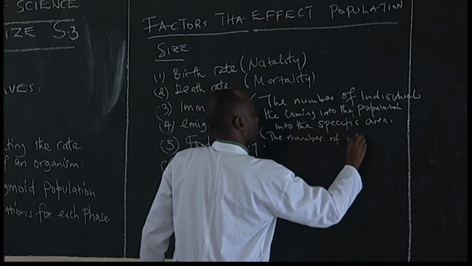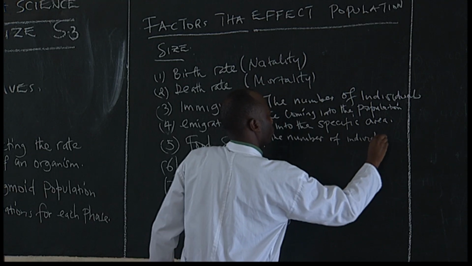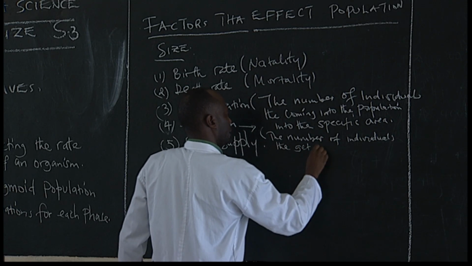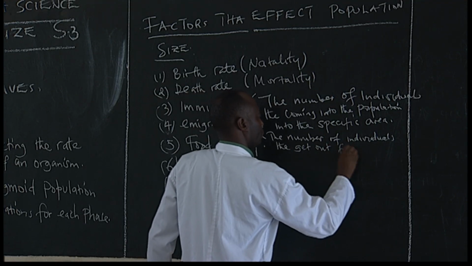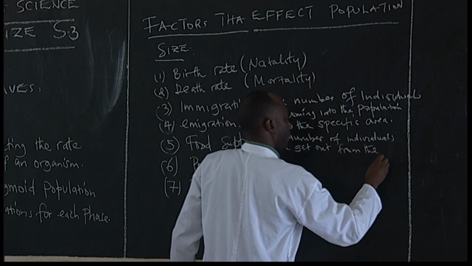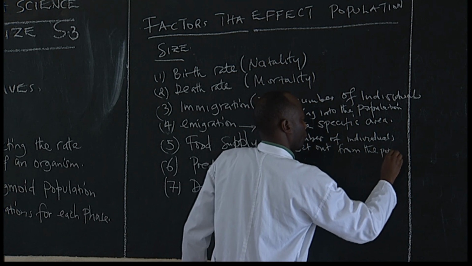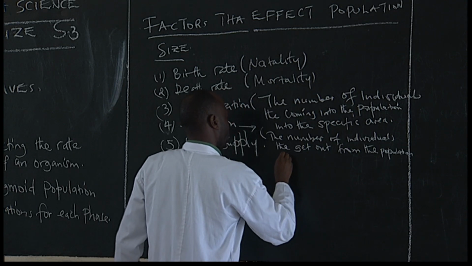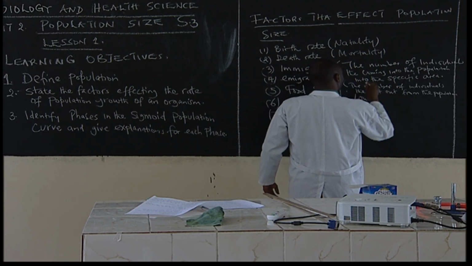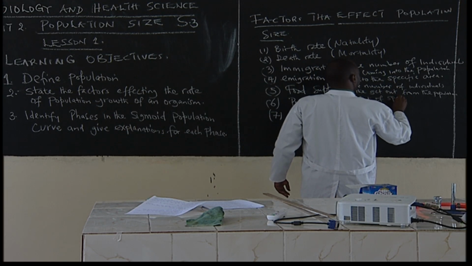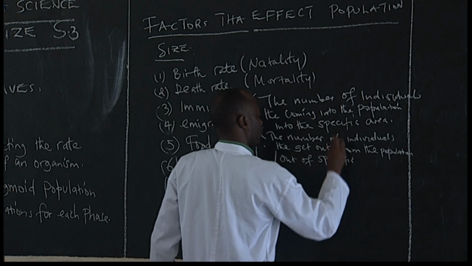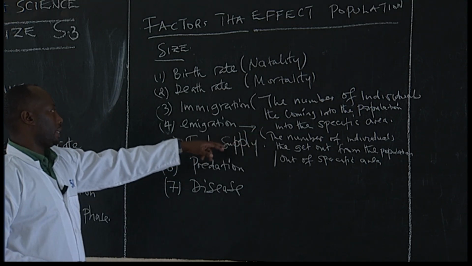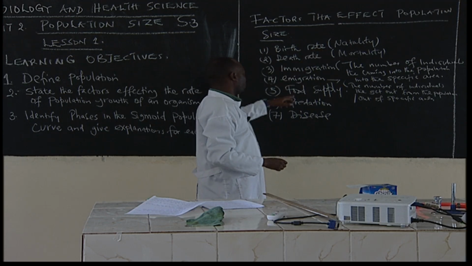Then, for the case of emigration, that is the number of individuals that are getting out from the population, or going out of the specific area. If the number of individuals getting out from a specific area is high, that can also affect population size. I said food.